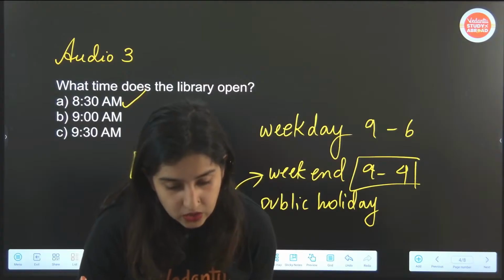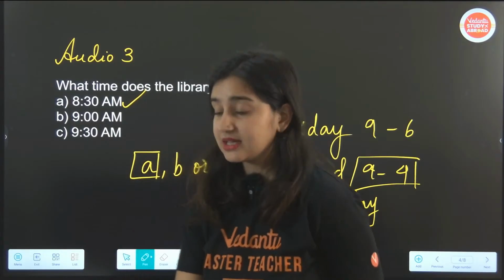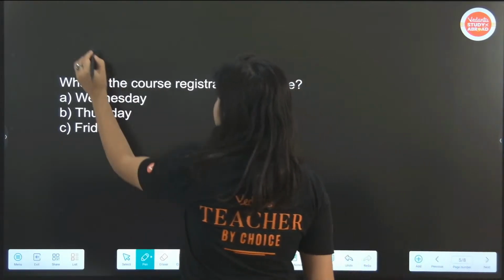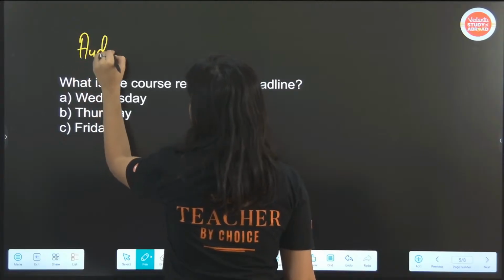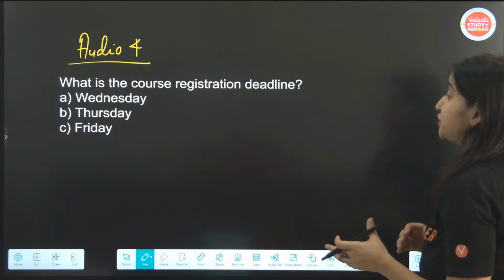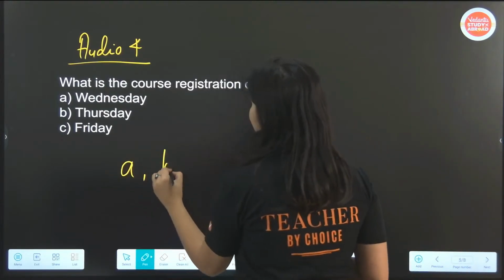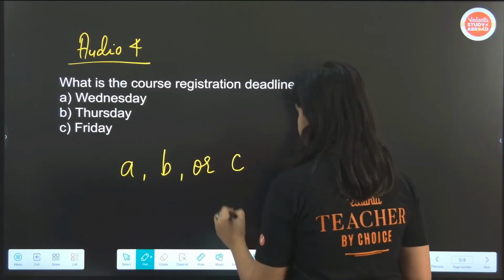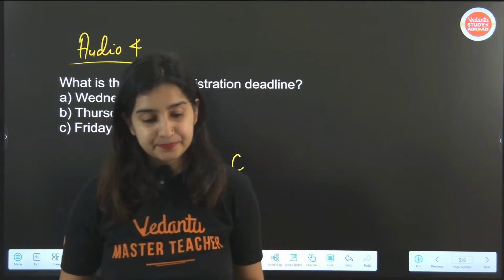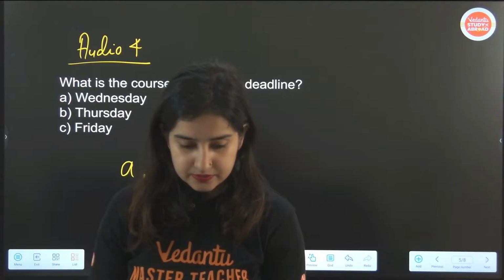Okay. All right. Now we are going to move on to the next question, and they are going to get progressively harder. So this is now audio 4. What is the course registration deadline? Is it Wednesday, Thursday, or Friday? Again, A, B, or C. And I am going to read it out now.